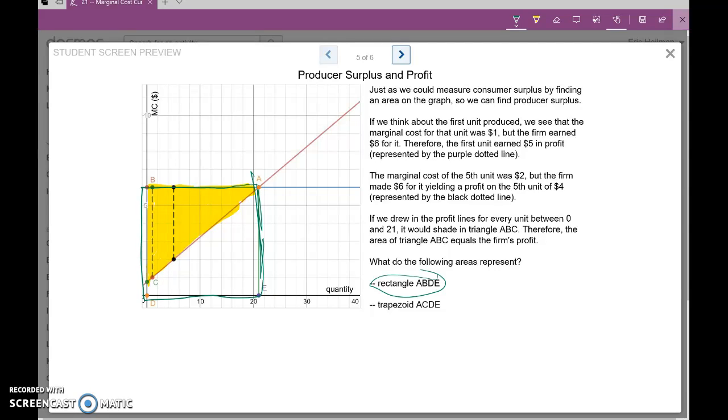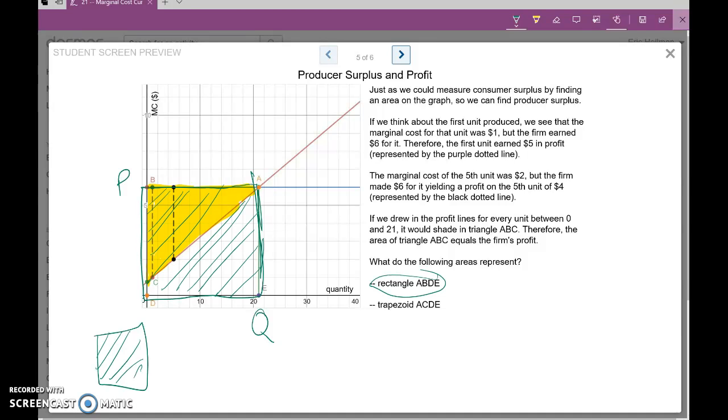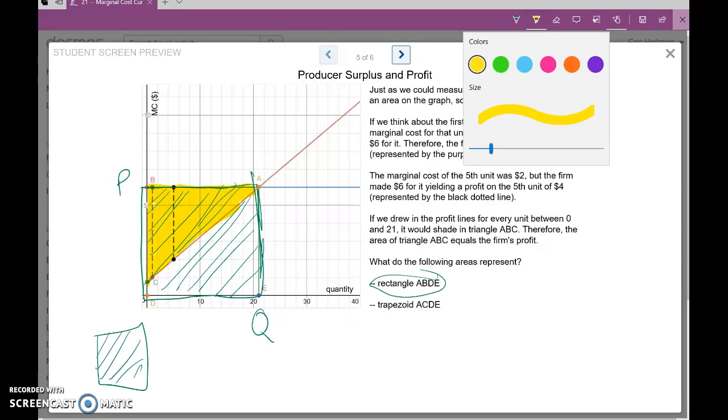All right, so ABDE, notice that this is the quantity the producer sold, and this is the price. So the area of this rectangle is just total revenue. Revenue just means how much money you brought in. So the company brought in this much money. Some of that money is going to be cost, and whatever's left over is going to be profit. We already know that the yellow area is the profit.